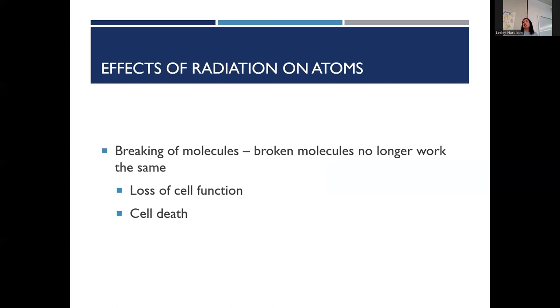Effects of radiation on an atom. I should move this slide up because it's sort of disjointed. So here we go into the breaking of the molecules. Broken molecules won't work the same. We have a chemical change, which leads to a biological change. So we're not going to have the same functioning ability of the cell once a bond is broken. You're either going to lose cell function or the cell just dies. Both of them are negative, right? So something negative happens once those molecular bonds are broken.